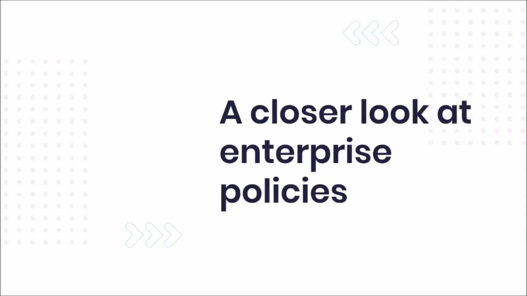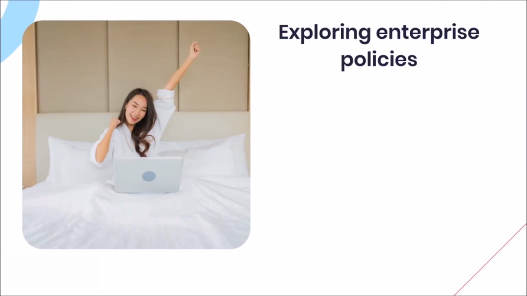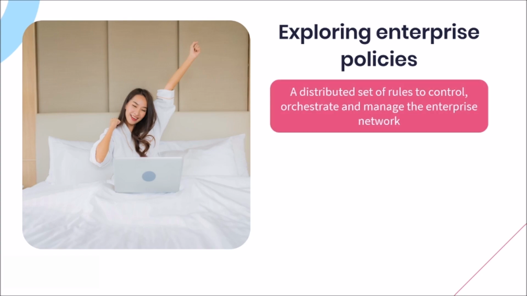In the previous lessons, we touched on policies that are used in some of the infrastructures in an enterprise network. That brings the question, what exactly is an enterprise policy? A policy is a principle that guides the decisions to accomplish normalized outcomes. Therefore, enterprise policy could be seen as a distributed set of rules used to govern employees using the enterprise network.